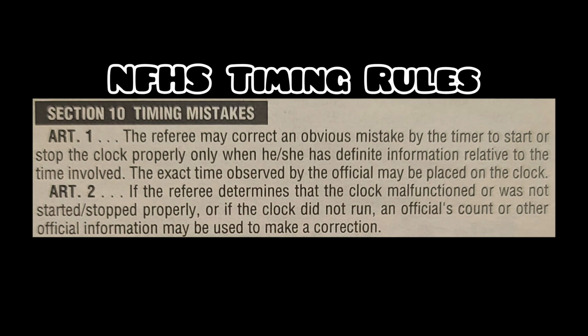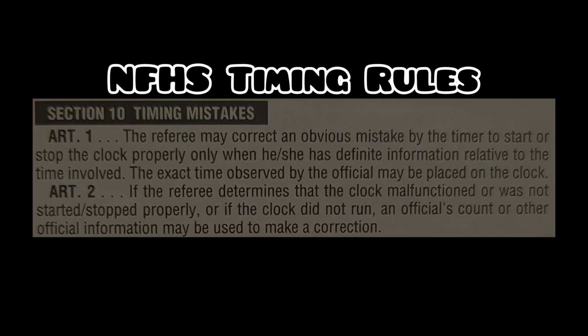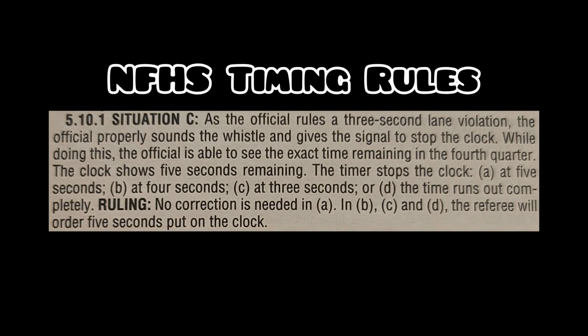Rule 5-10-1 tells us that the referee may correct an obvious mistake by the timer to start or stop the clock properly only when he or she has definite information relative to the time involved. The exact time observed by the official may be placed on the clock. The case play of 5-10-1, Situation C, gives the referees flexibility as far as how much time to put back on the clock.